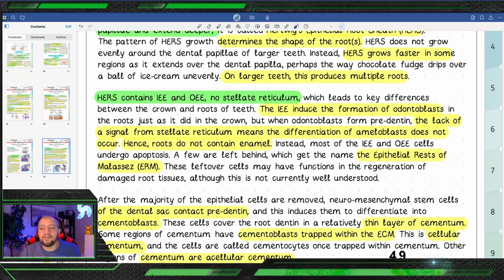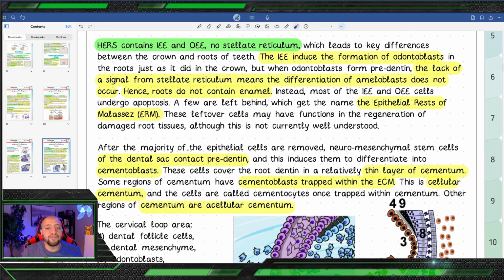These leftover cells might have a function in regeneration of damaged root tissue, although this is not currently well understood. After the majority of the epithelial cells are removed, neuromesenchymal stem cells of the dental sac contact predentin, as this induces them to differentiate into cementoblasts. So cementoblasts come from the dental sac, from neuromesenchymal origin. These cells cover the root dentin in a relatively thin layer of what we call cementum.